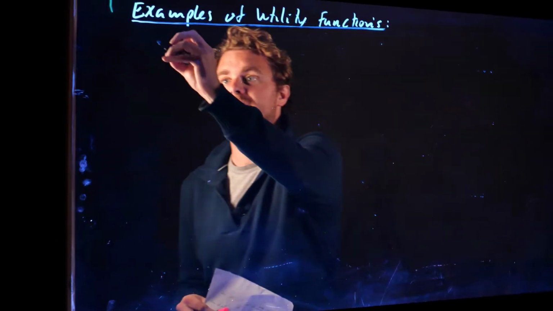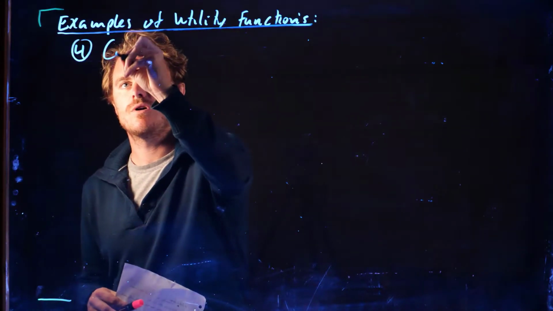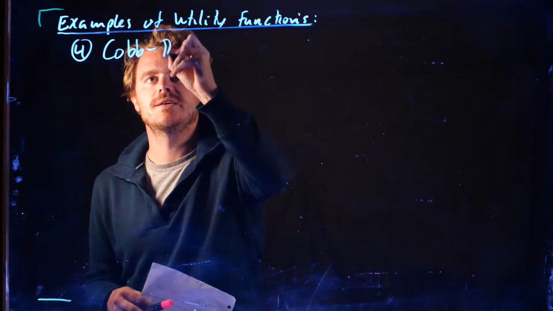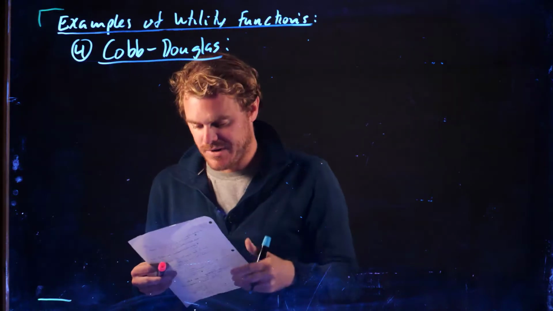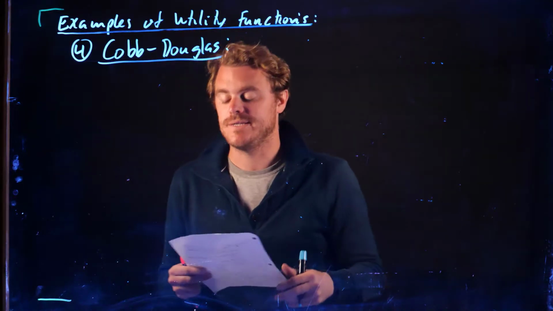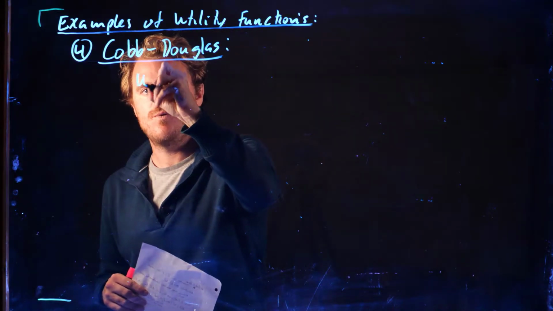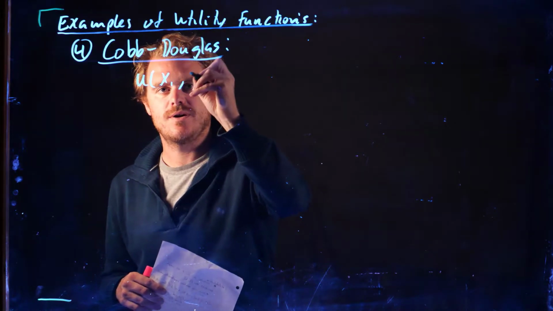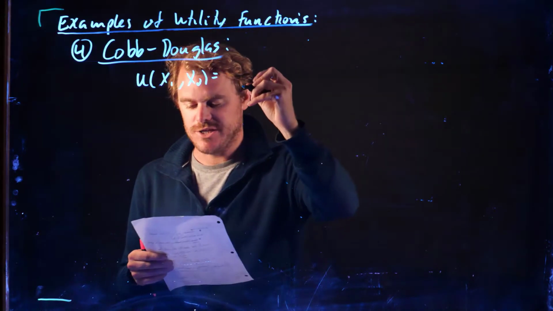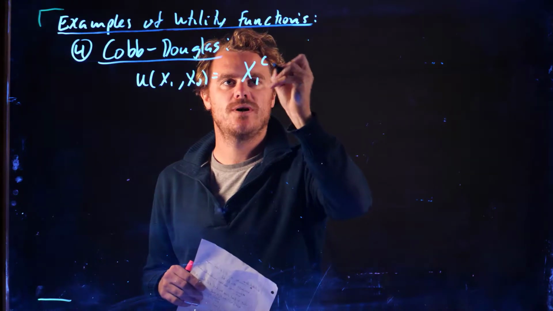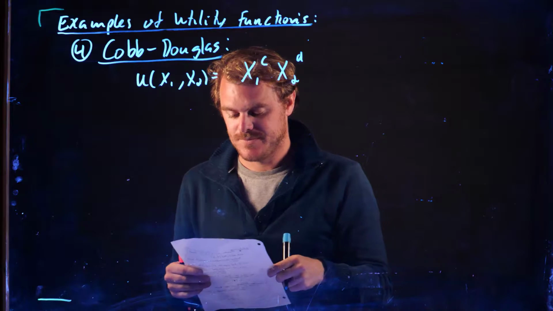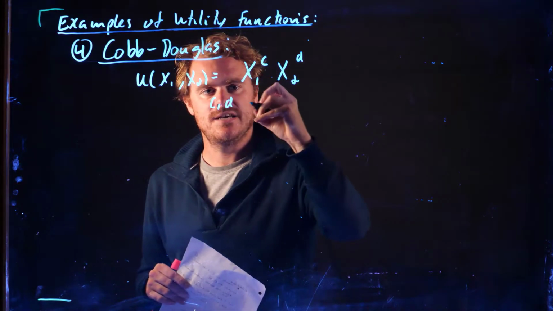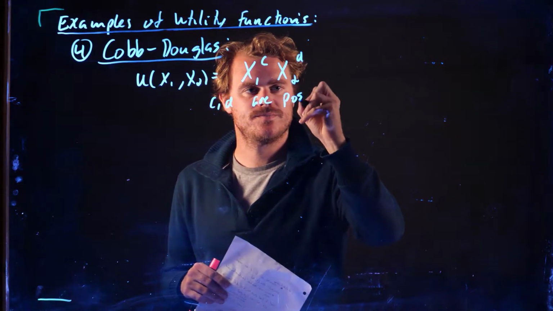So the final example of an indifference curve, I think this is number 4, is going to be Cobb-Douglas, and we're going to see a lot of these this semester. It just has some nice properties that we might want. For Cobb-Douglas, the utility function for x1, x2 is going to be x1 to the power of c and x2 to the power of d, where c and d are positive numbers.